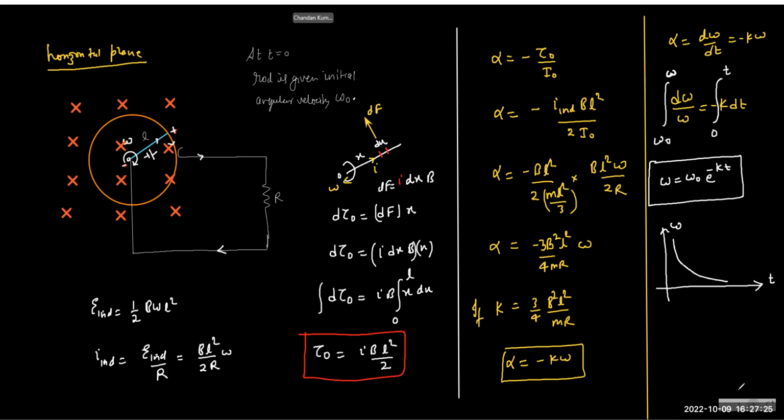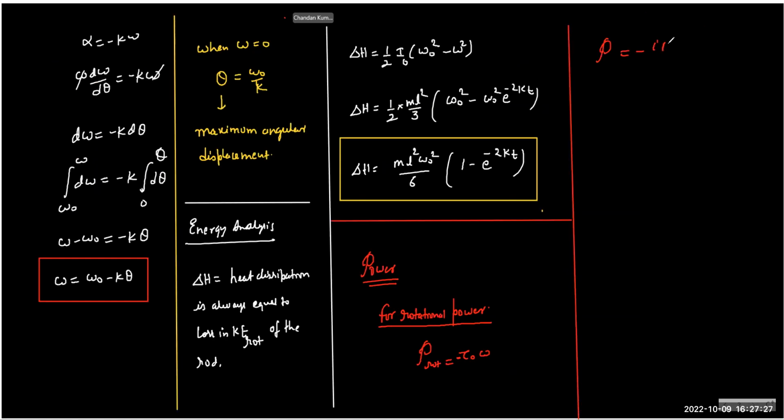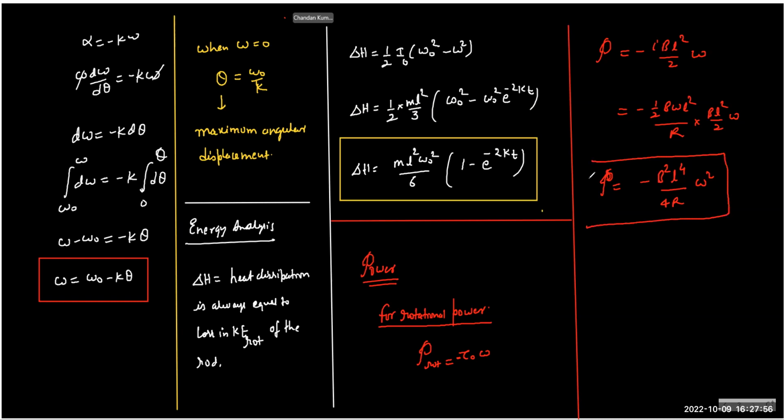I B L square root, right? I. But I itself was how much? If you remember, half B omega L square by resistance. So the power here will be minus B square L to the power 4 upon 4 R into omega square. So power is proportional to square of omega.